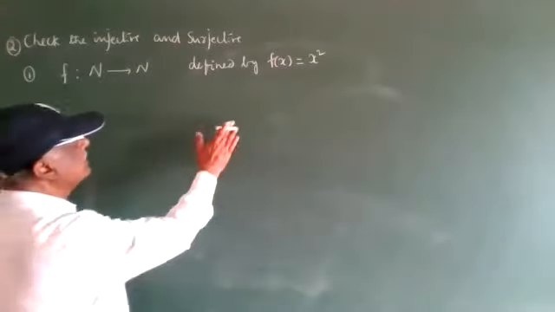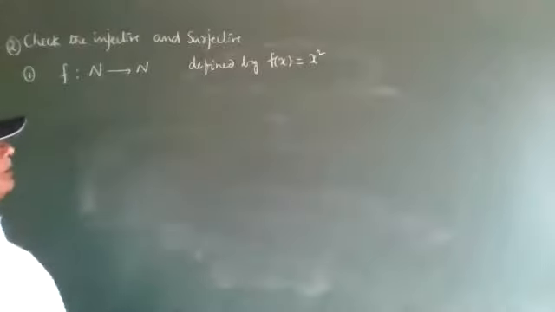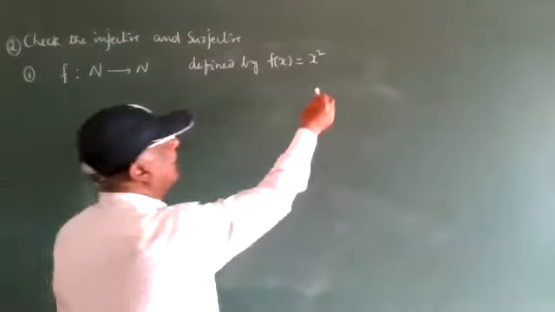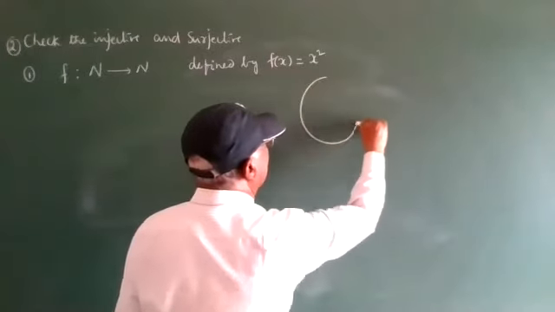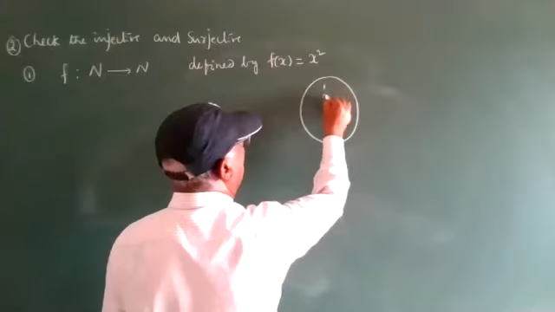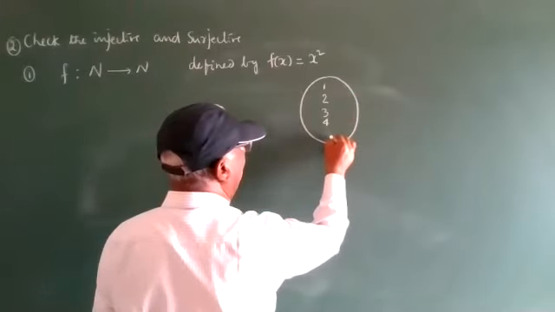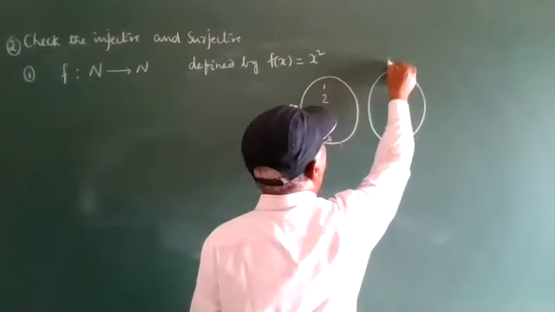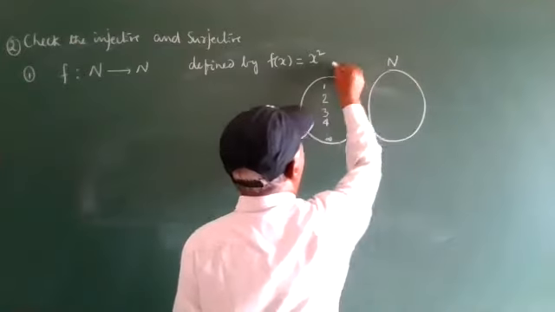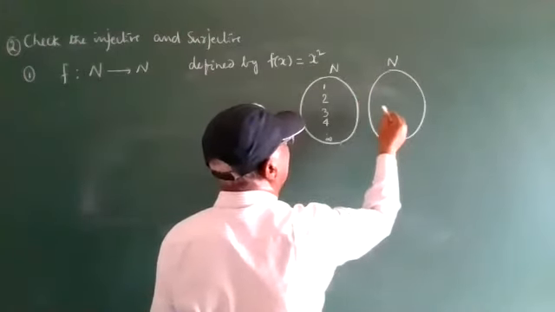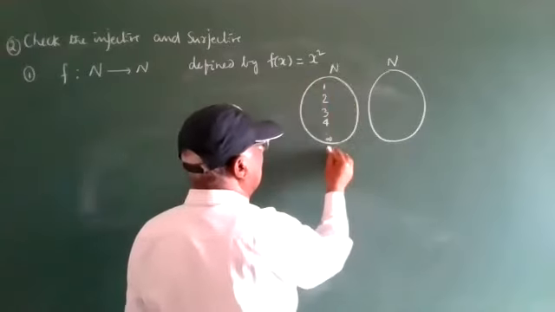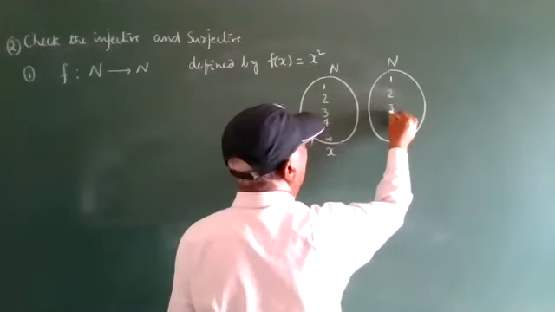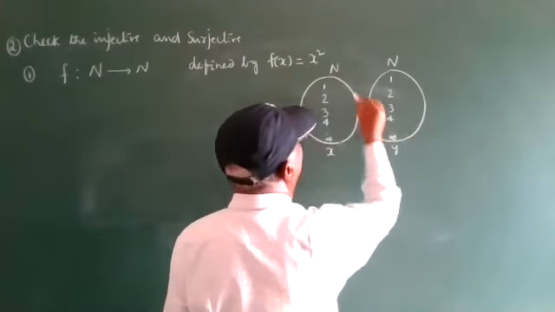First one. So I will draw the figure. All the natural numbers are in the domain set: 1, 2, 3, 4 up to infinity. All the natural numbers are in the codomain set as well. These are represented by the letter X, and these are represented by the letter Y: 1, 2, 3, 4 up to infinity.